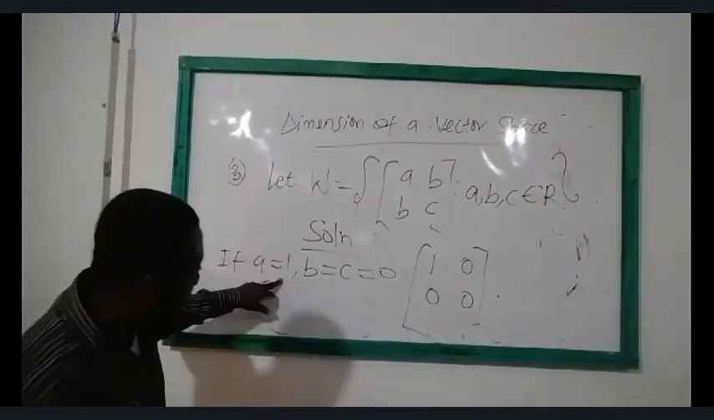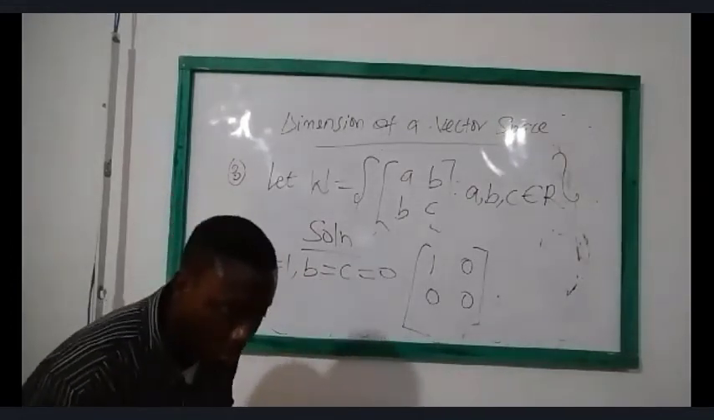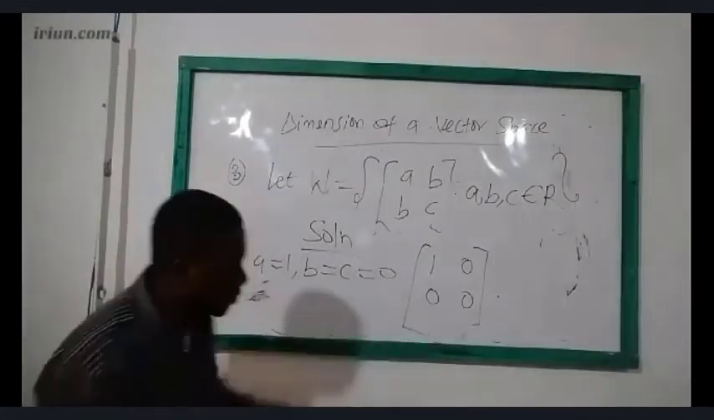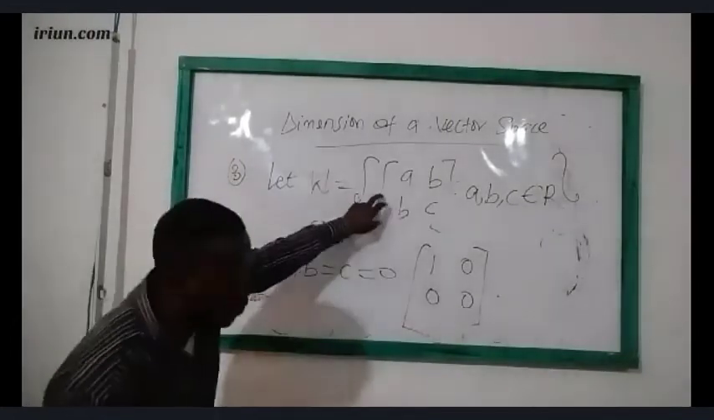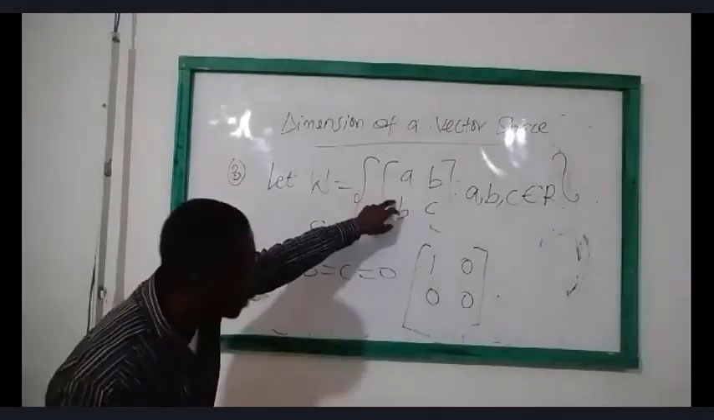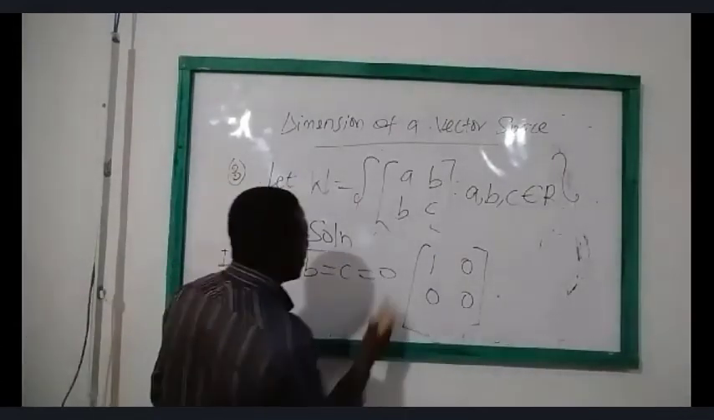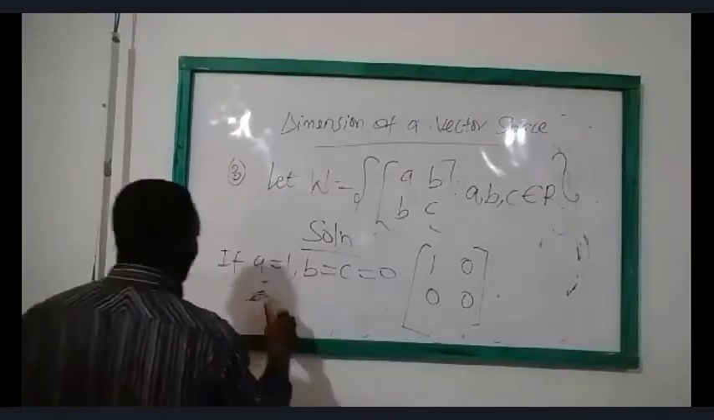When A is 1 and B is equal to C is equal to 0, we are making all the rest 0 and only A to be 1. It will form this matrix. We can see that we have formed a 2 by 2 matrix out of this definition. So that is 1. Let's look at also making B to be 1 and then the rest to be 0.